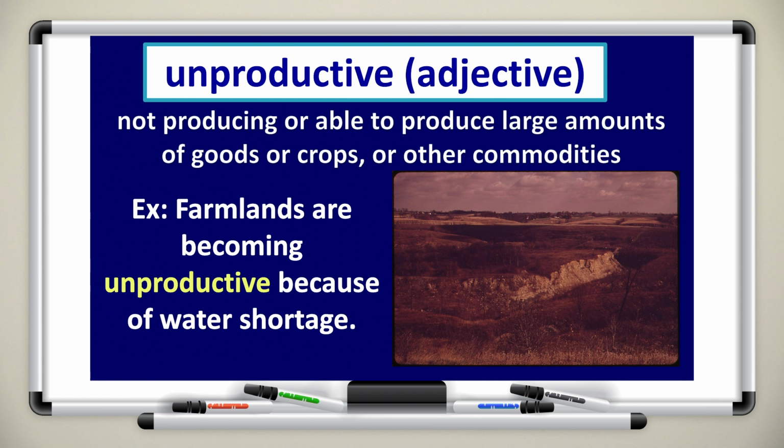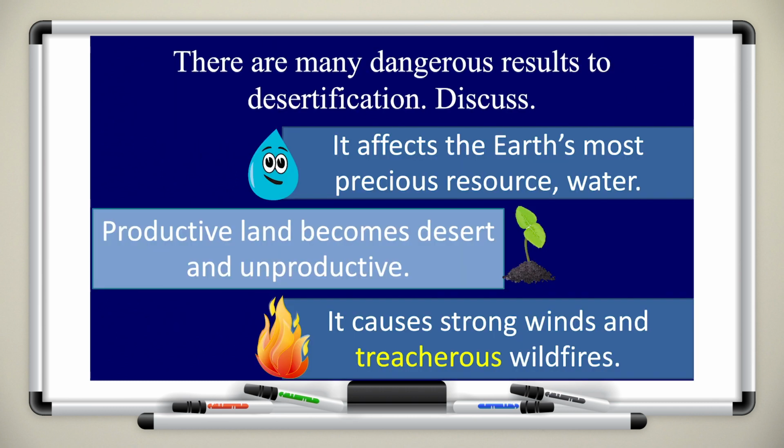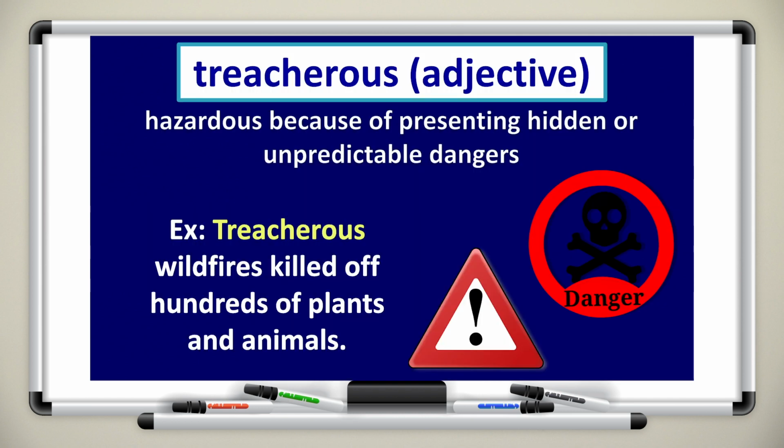Unproductive is not producing or not being able to produce amounts of goods. Example, farmlands are becoming unproductive because of water shortage. Another dangerous result of desertification is that it causes strong winds and treacherous wildfires. Treacherous means hazardous because of presenting hidden or unpredictable dangers. For example, treacherous wildfires killed off hundreds of plants and animals.